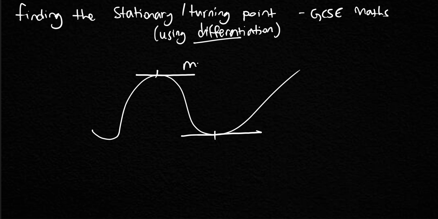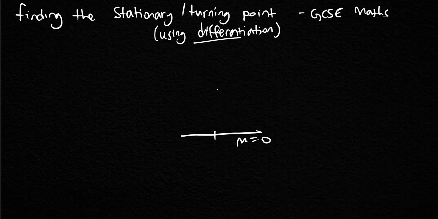So this means that at these points, m is going to equal 0. The gradient will always be 0 at stationary and turning points. We can use this to our advantage. Therefore, to find a turning point, you can differentiate the equation you've been given, equate it to 0 because the gradient will be 0, and then just solve for x. Then you can input x into your original equation to find the y value and the xy coordinates of the turning points.